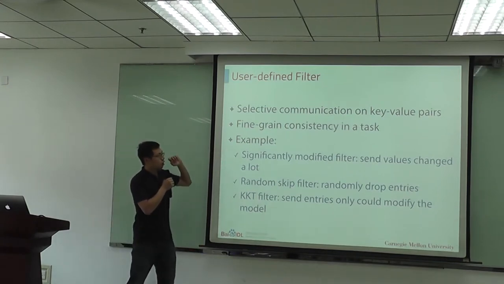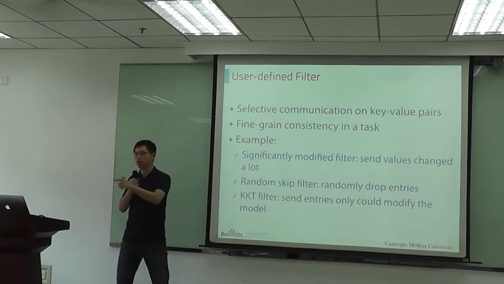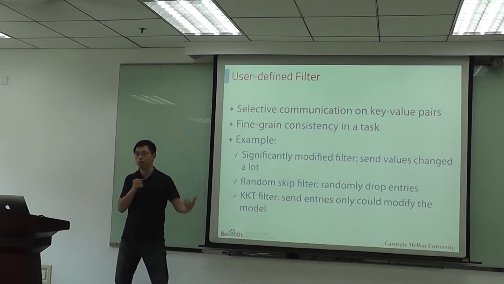First one, we only send the values that have changed significantly over the last iteration. That is, if the value has changed by more than 0.0001, send it. Otherwise, I do not send it. Next, the random skip filter. We randomly drop a lot of parameters to send. This is dropout for deep learning.